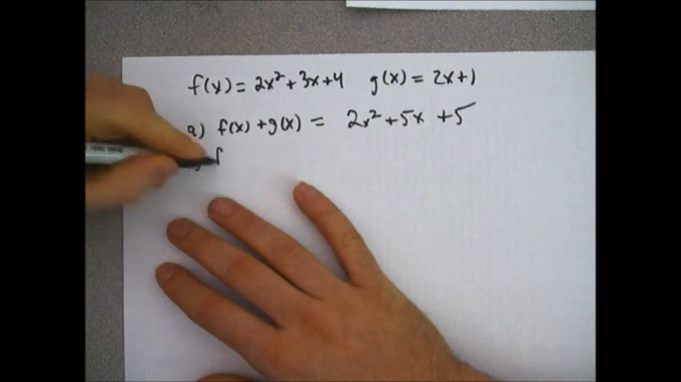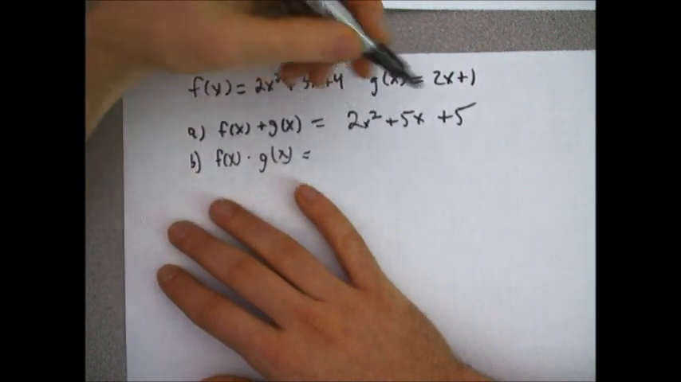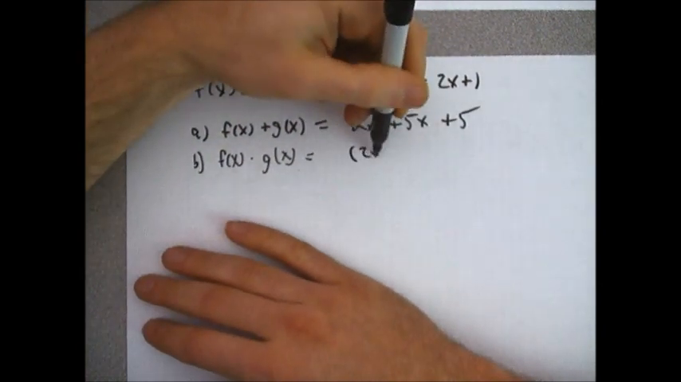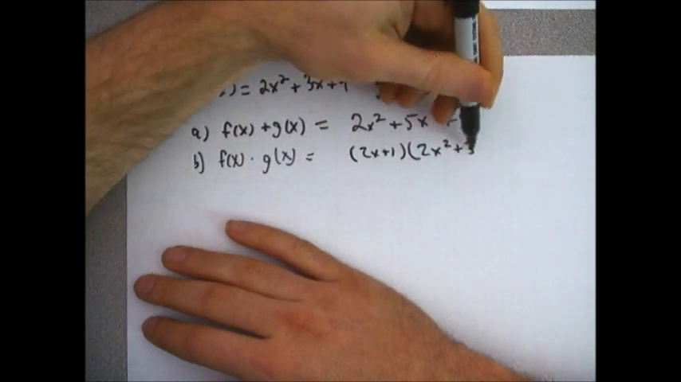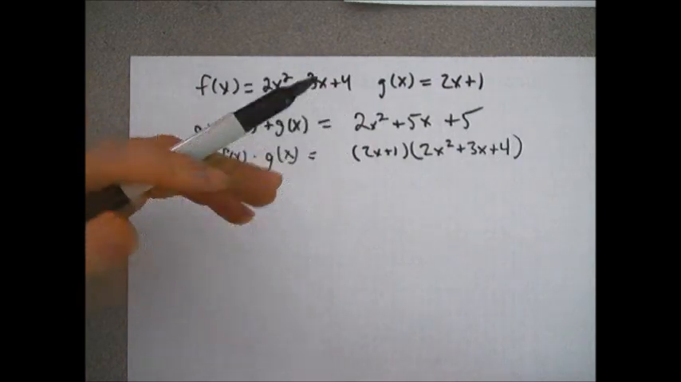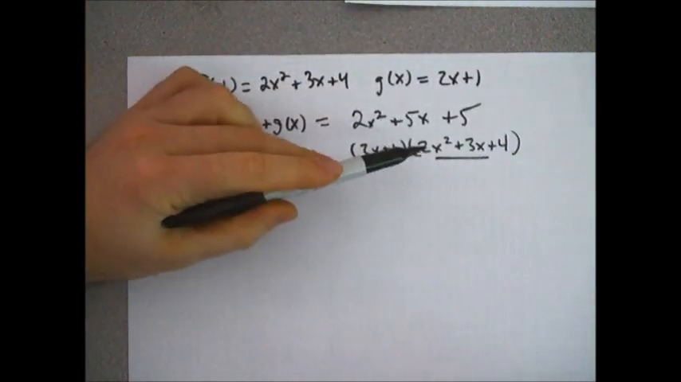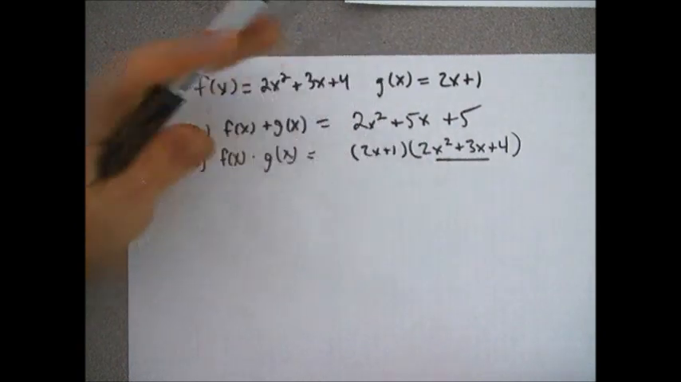Next one is for us to multiply these. F of x times g of x. So this is really, let's write the g of x one first, it's the smaller one. 2x plus 1 times 2x squared plus 3x plus 4. This is back like in Unit 4, remember when we multiplied these? So I underline this one here, and I distribute the 2x through it, and then I distribute the 1 through it, and then combine our stuff.